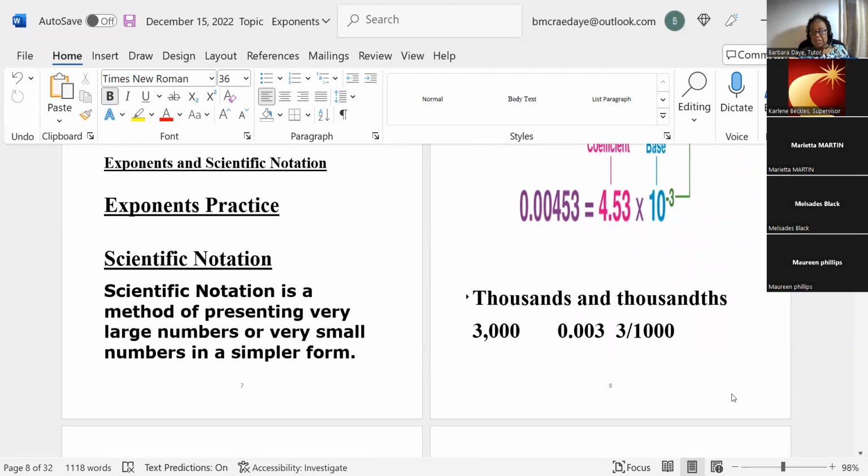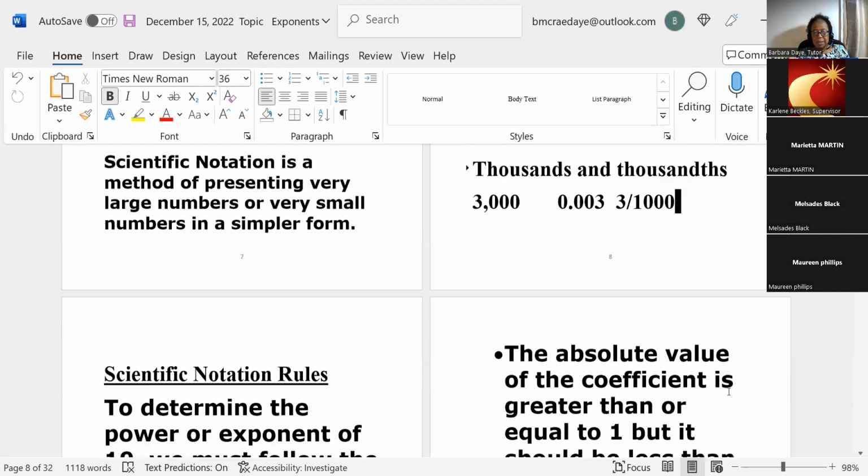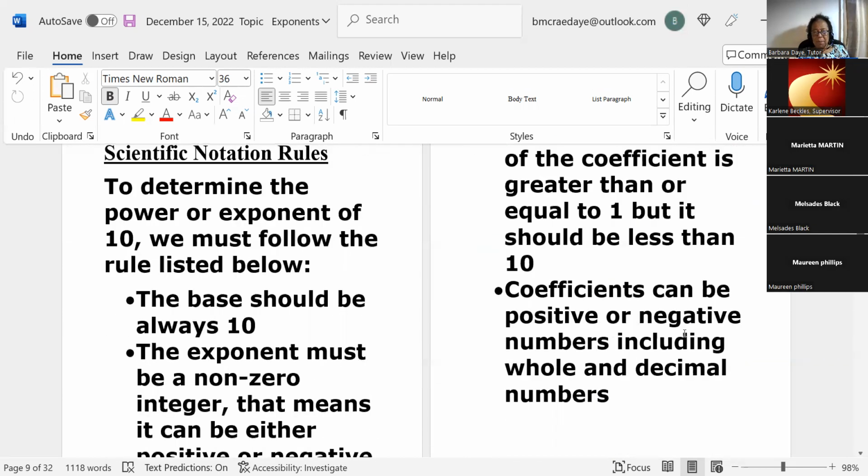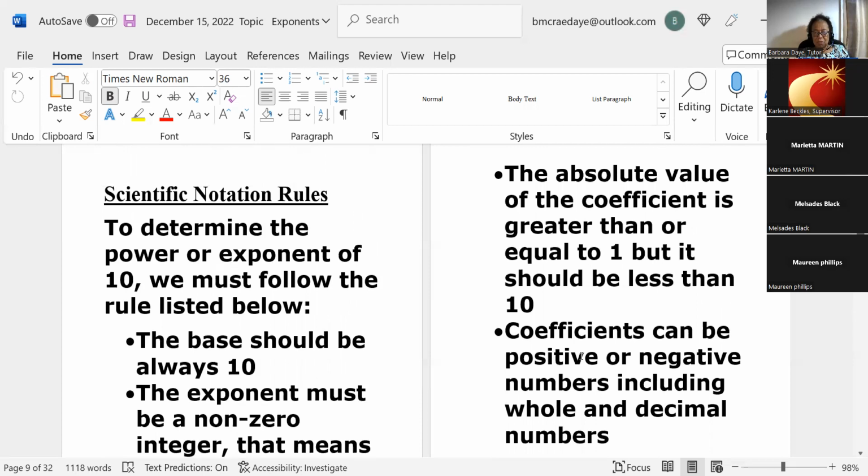Is that clear? Now, the coefficient can be positive or negative, including whole and decimal numbers. In other words, the coefficient can be a positive or negative number.